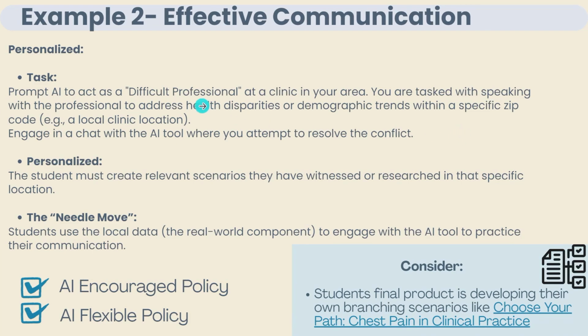So maybe the students have to prompt AI to act as a difficult professional at a clinic, and their job is to ultimately resolve that conflict. They're having to create relevant scenarios they might have witnessed or researched that are specific to their location, so it brings in that personalized aspect. Of course, I would put in the instructions, like remove identifiable or personal details and such like that, but that way they're connecting it to things they see, experiences they have.